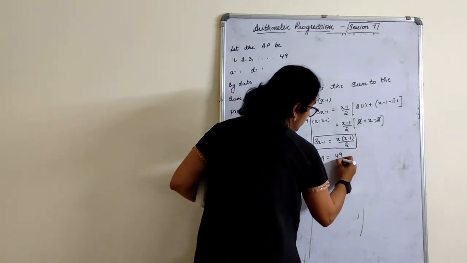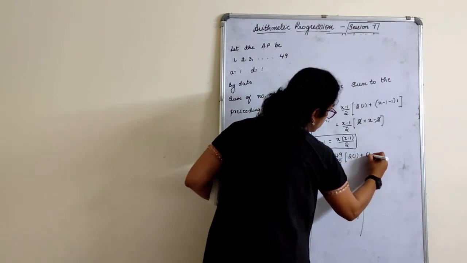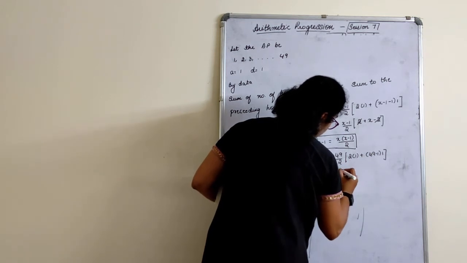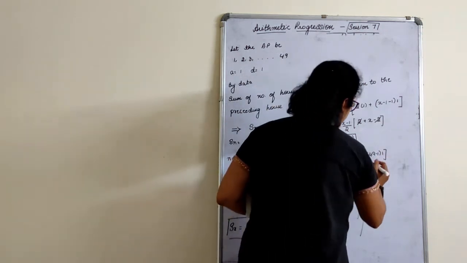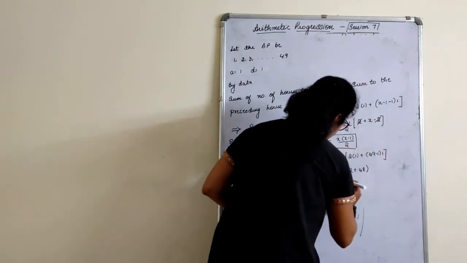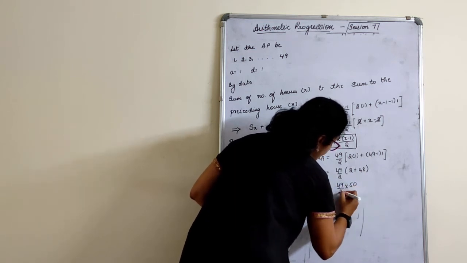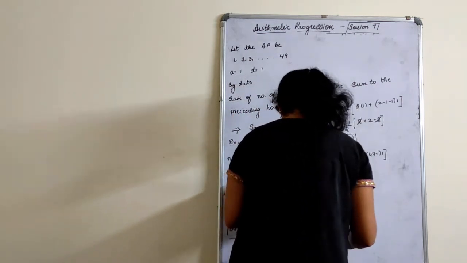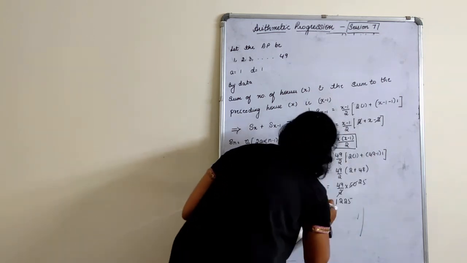S49 is equal to 49 by 2 of 2 into 1 plus 49 minus 1 of 1. 49 by 2 of 2 plus 49 minus 1, 48. 49 by 2 into 50, 2 ones are 2, 25s are. So 25 into 49 will give you 1225. S49.